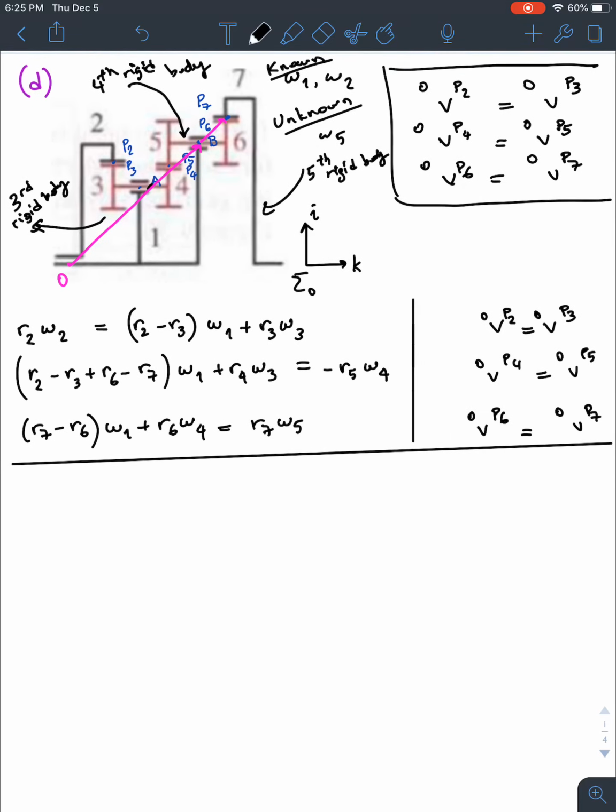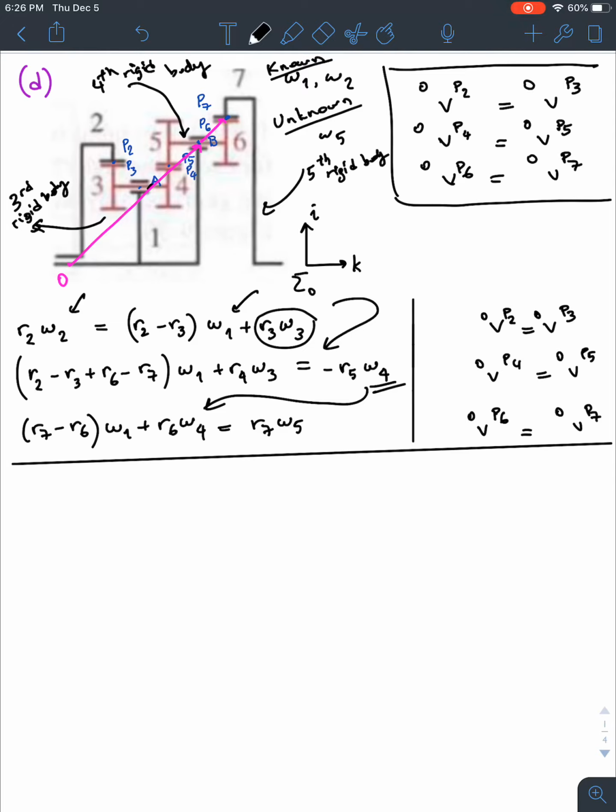Okay, so how do we do that? Well, one way to do this is just to form a matrix form of the equations and let linear algebra deal with it. Another possibility is to solve for omega 3 from here in terms of omega 1 and omega 2, plug it into the second set of equations, and from the second set of equations solve for omega 4 and plug it back into the third equation.